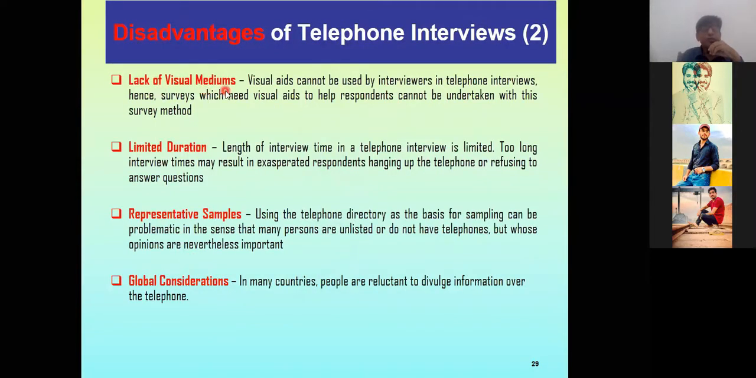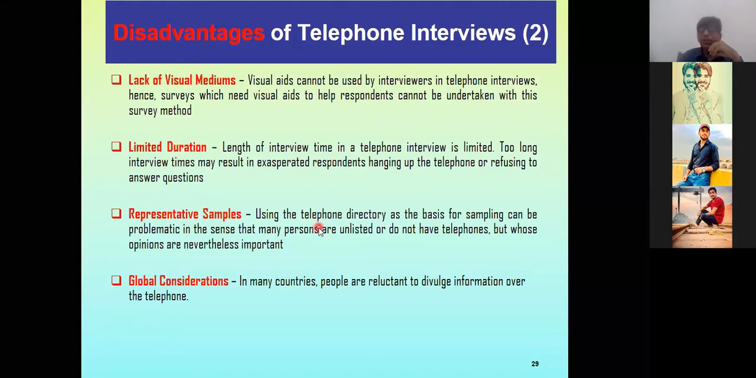Like visual mediums, you cannot show anything to your respondent, while whatever you can show in the case of a face-to-face interview. The time is always limited because no one can afford a long discussion on the telephone. Too long interviews may not be liked by several people, and long answers to long questions may be refused by the respondent.